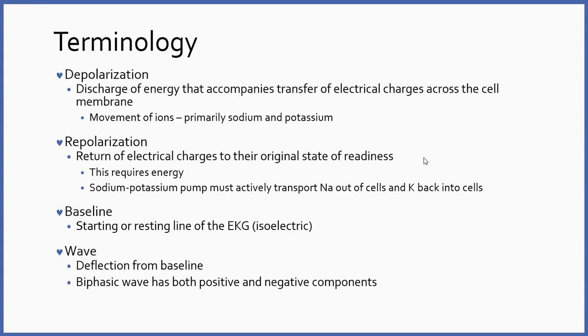That wave can be upright, and that's termed a positive deflection. It occurs when a wave of depolarization is moving toward a positive electrode that's stuck on the patient. Negative deflections occur when the waveform points downward. And then sometimes you see waveforms that have both positive and negative components, and we term that biphasic.